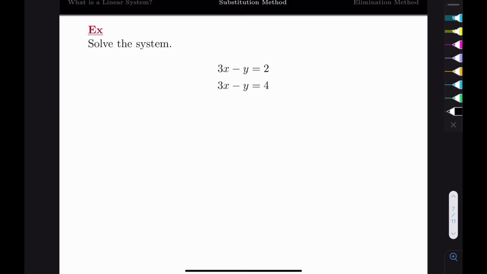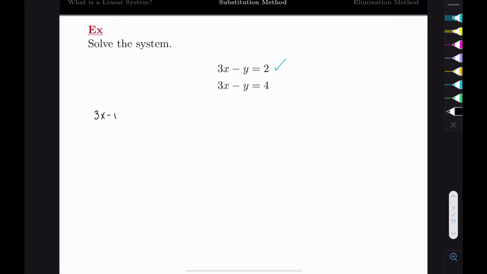Let's try another one of these. We're going to solve the following system: 3x minus y equals 2, 3x minus y equals 4. So our very first step is I want to take one of these equations and solve for a variable. Here, probably y is going to be the easier one because I really don't want to deal with dividing by that 3 in front of the x. So we're going to start with this equation.